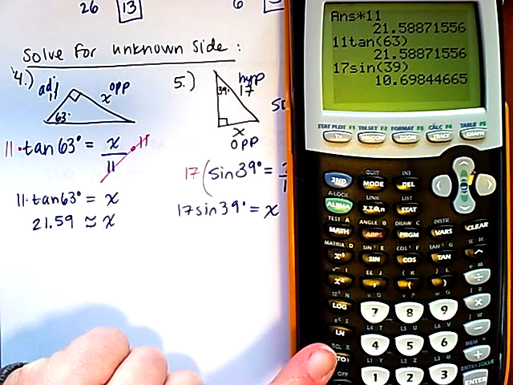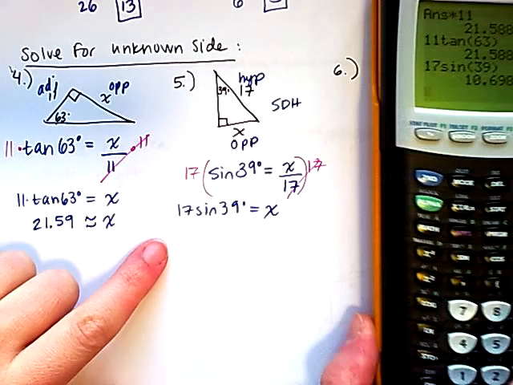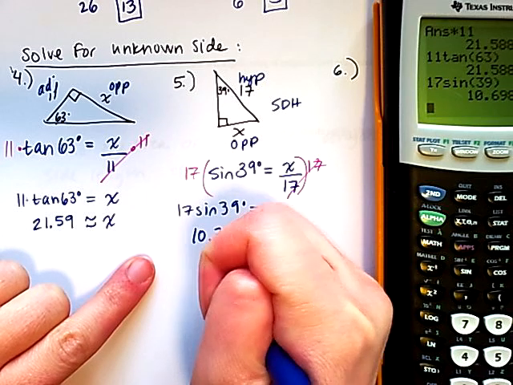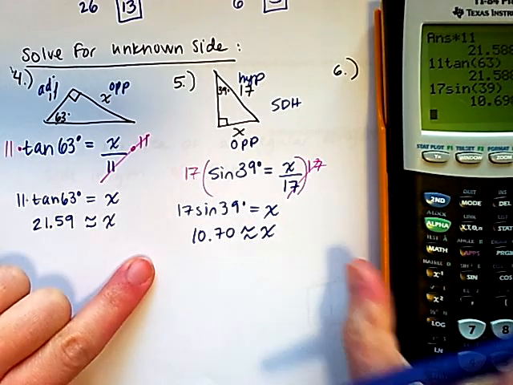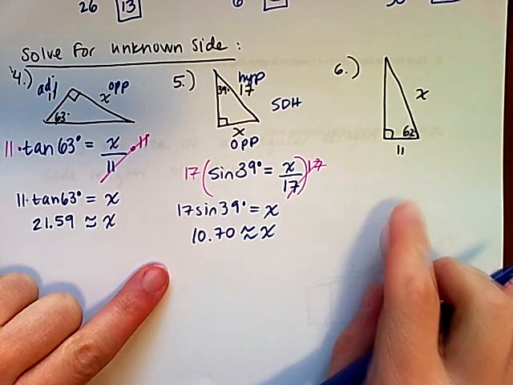And I get 10.698. So I'm going to round that to 10.70 for my value of x. Okay, so now we have one more to try.